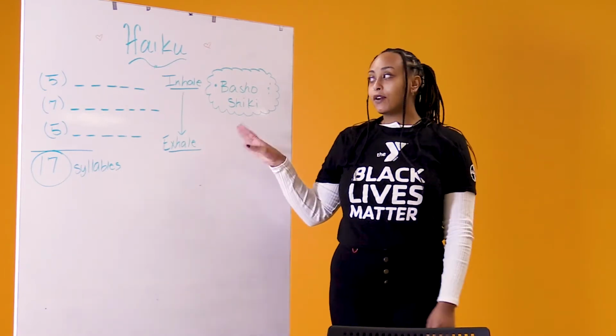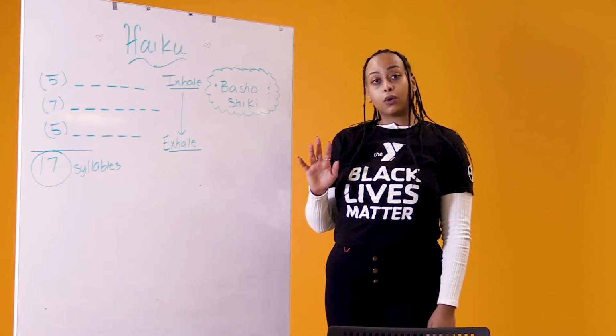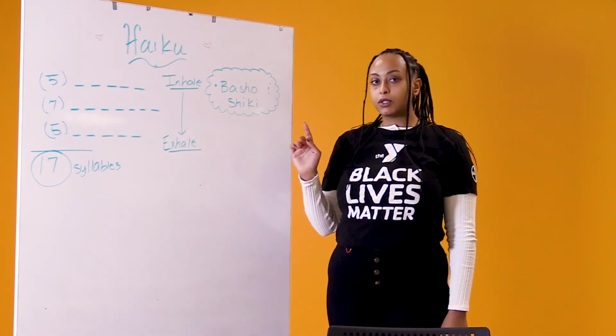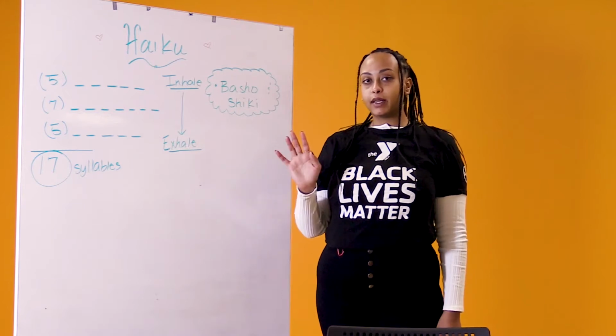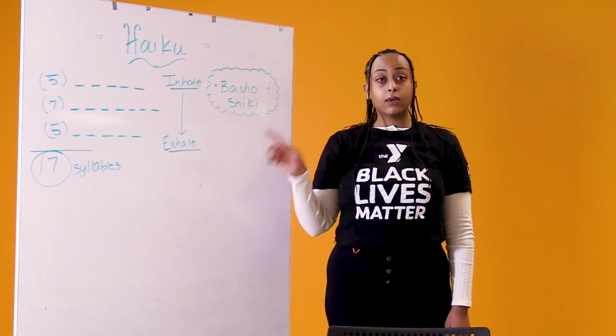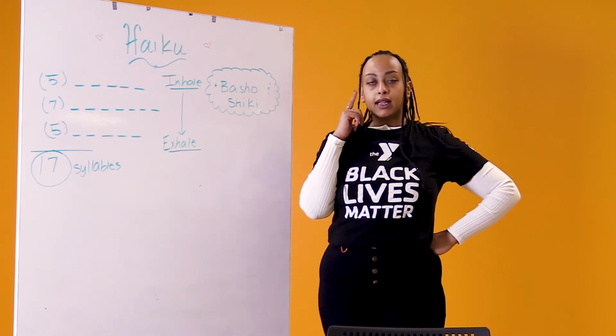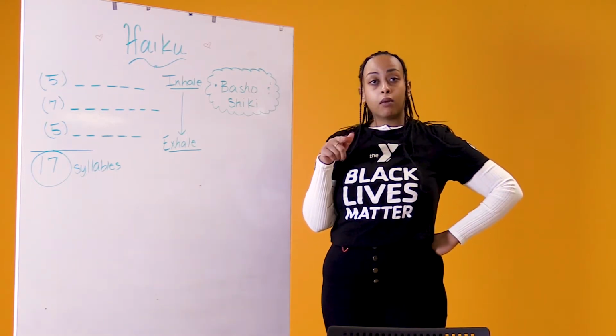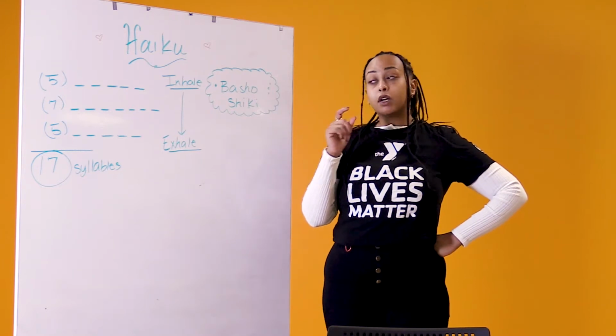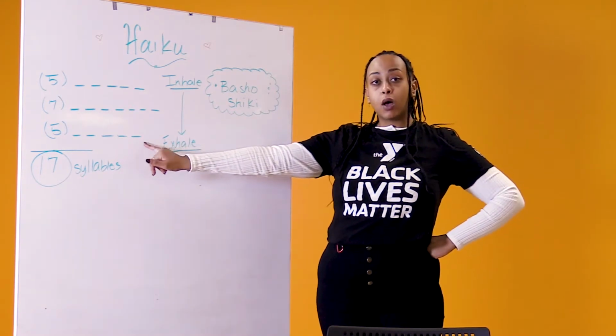So the first line in a haiku is 5 syllables total. The second is 7 syllables total. The last is 5 syllables total, for a total of 17 within the whole haiku. I want you to think about what the first line and the second line have in common and how they can be connected, versus how important the last line of a poem is.